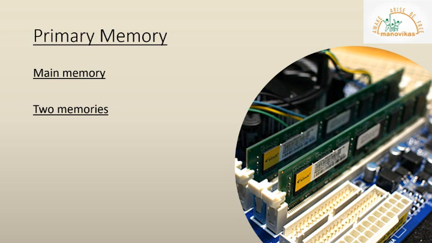Now primary memory again is divided into two. That means there are two kinds of primary memories. Firstly, it's RAM, that is random access memory, and ROM. So let's discuss these too.